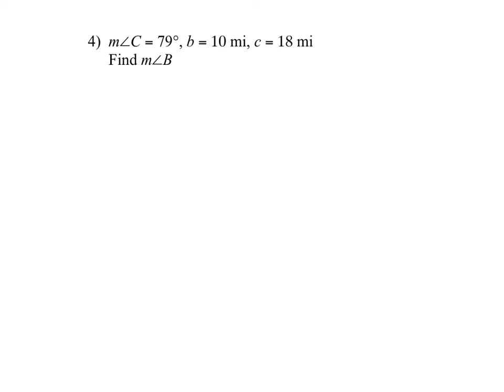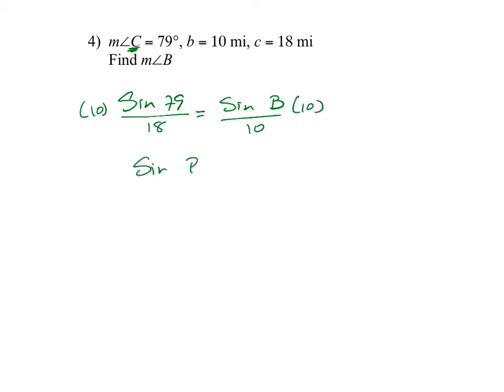Okay, so number 4. We can go directly without the triangle. So I have sine of 79, so it's sine of angle C, over C equals 18, equals sine of B over 10. So I'm going to multiply times 10 on both sides. So I have the sine of B equals 10 times sine of 79 divided by 18. We can simplify, or we'll just go directly to my calculator.